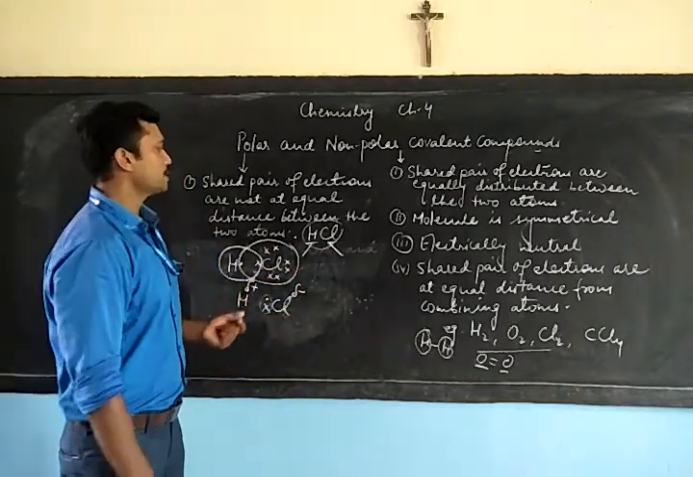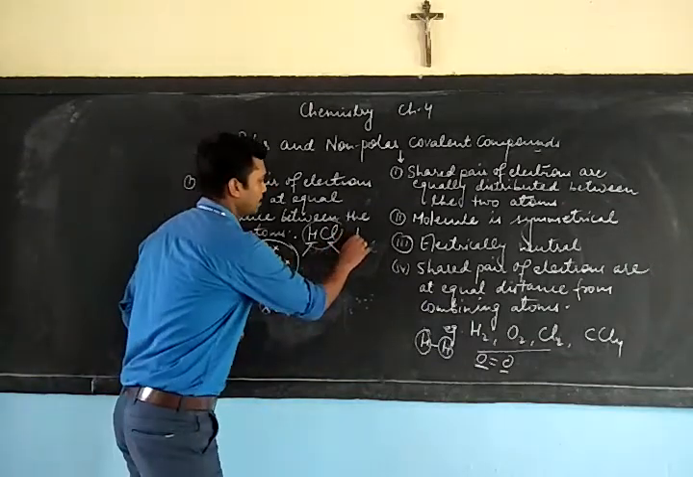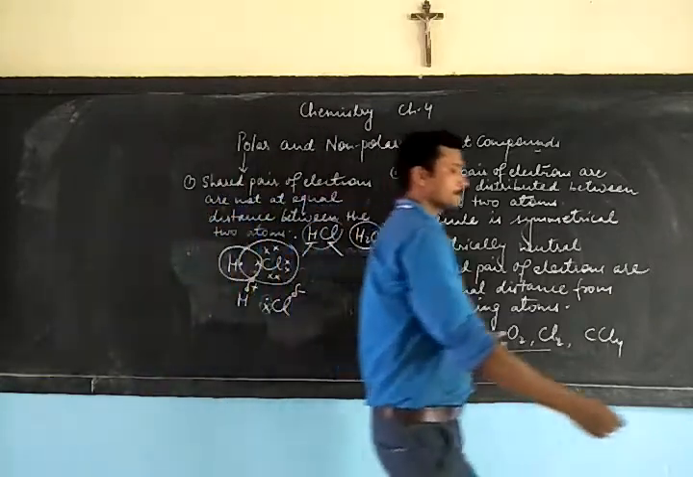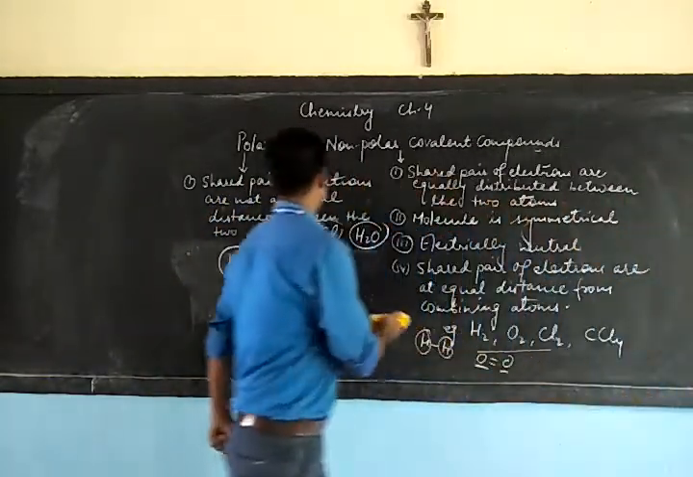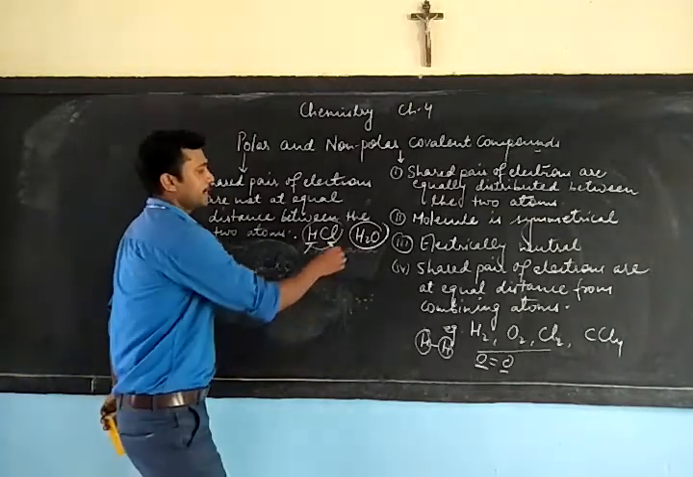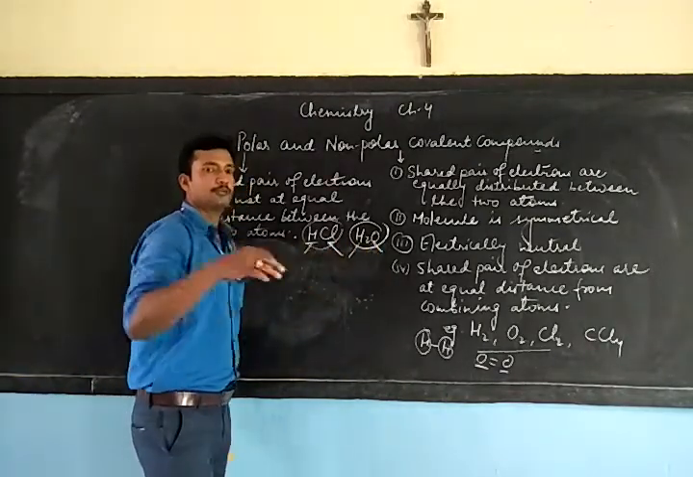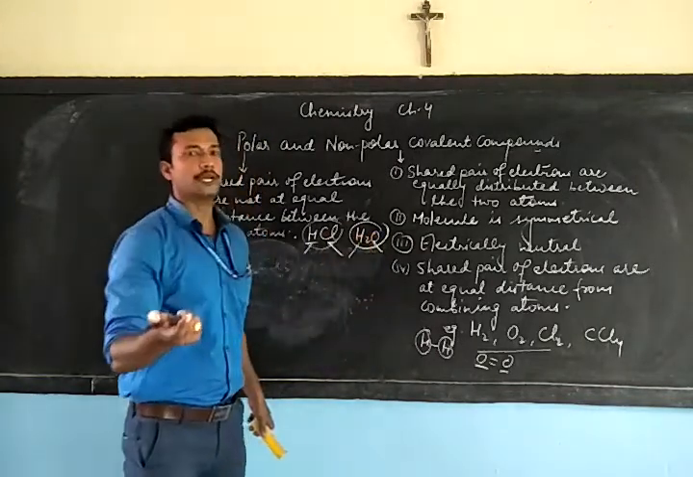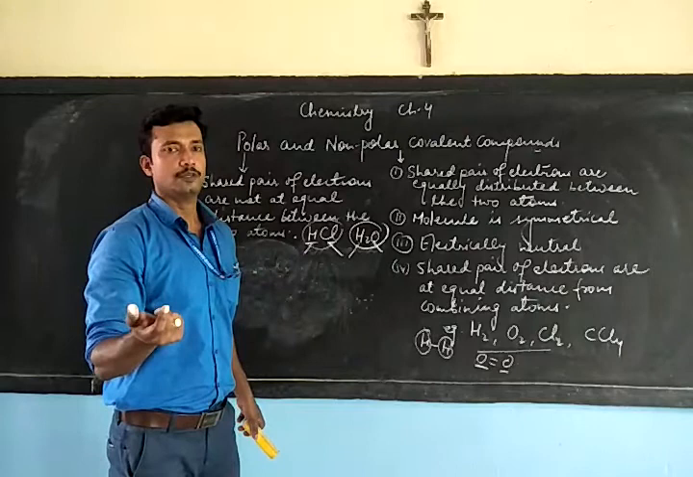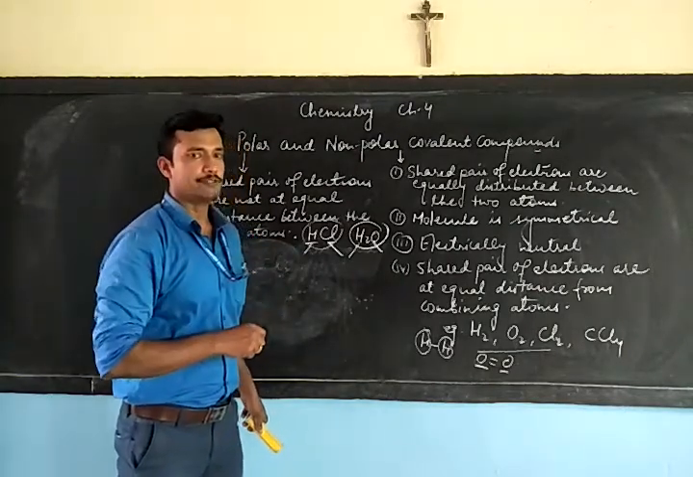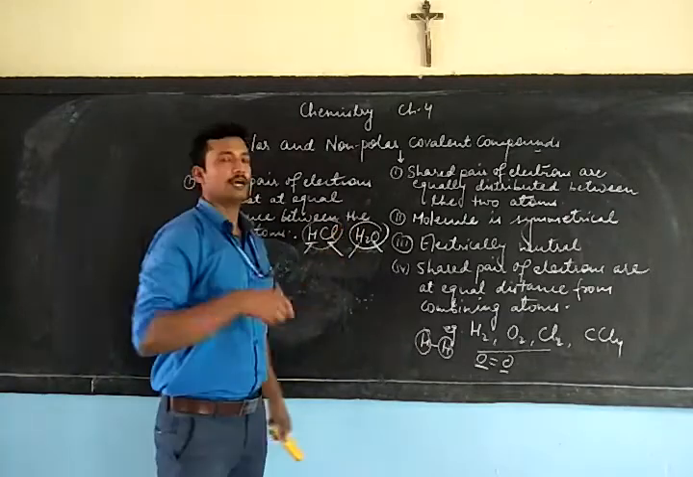Let us try to understand with another example, H2O. Once again, if you see hydrogen and oxygen, they are two different atoms, where oxygen has more tendency to gain the shared pair of electrons. So oxygen will now have a negative charge, whereas hydrogen will have positive charge.